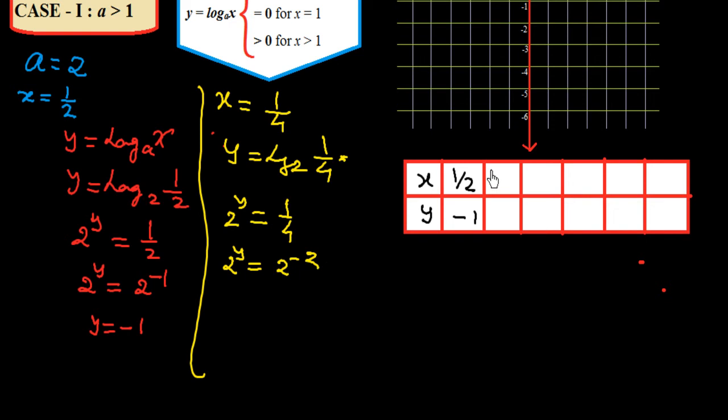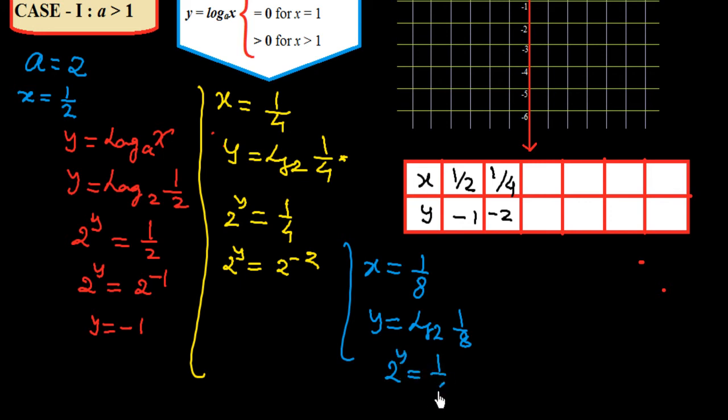So we will write here, if we take x is 1 by 4, we get minus 2. Now we take one more here. If we take x is equal to 1 by 8, we see what happens now. So y is equal to log 1 by 8 base 2. So 2 power y is equal to 1 by 8. Finally we get here 2 power y is equal to 2 power minus 3. So y is minus 3 here. So for 1 by 8 we get here minus 3. So these values we have got here.